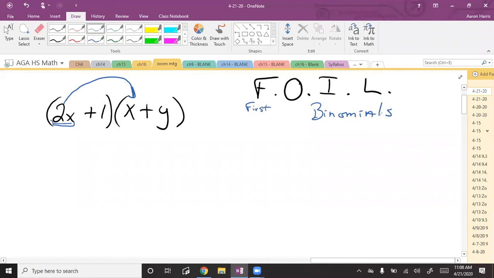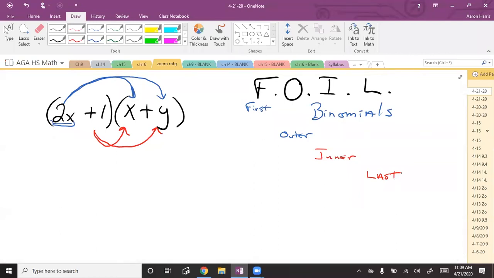Then I'm going to go to the outer terms. First, outer, got it? Then I'm going to do the inner terms. Got that? Which then I have to go to the, what does L stand for? Last. Nice. So first, outer, inner, last. And if you just look at the arrows, how many arrows do we have? 4. So we're going to have 4 different products, correct?